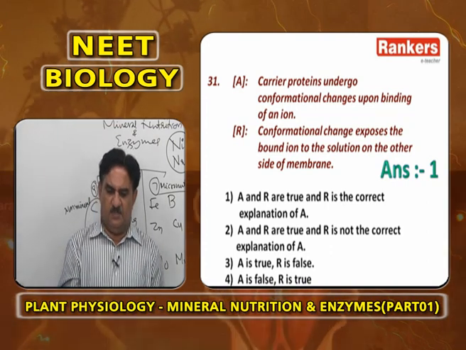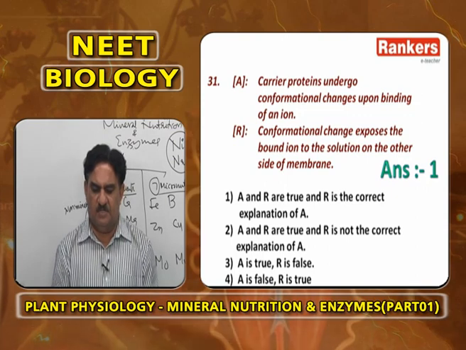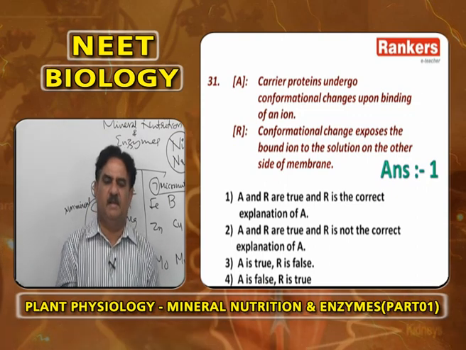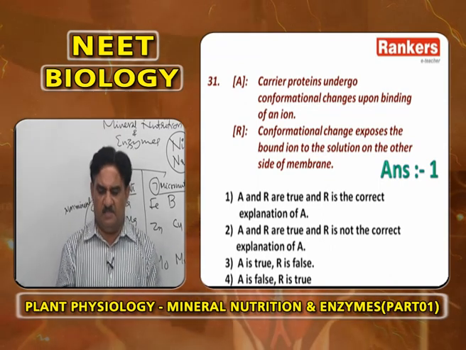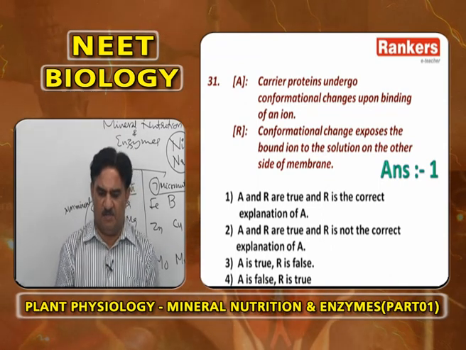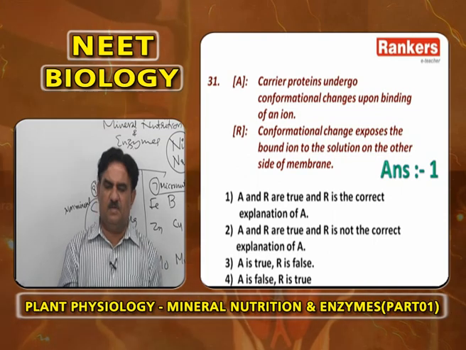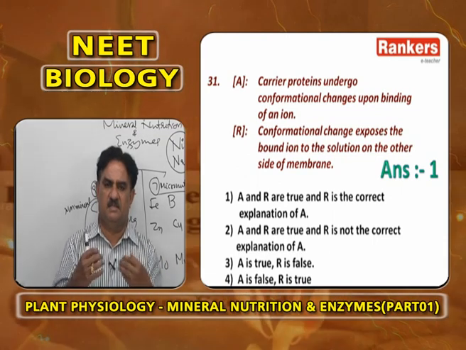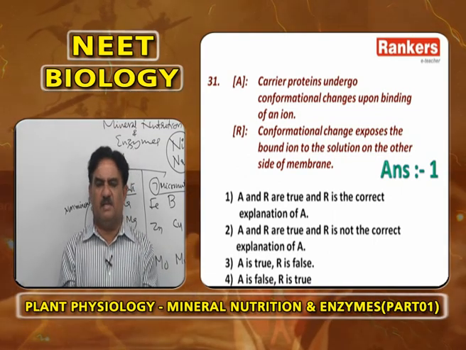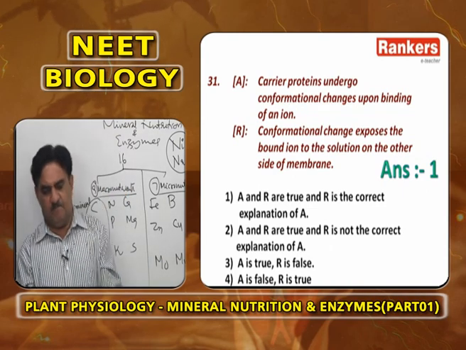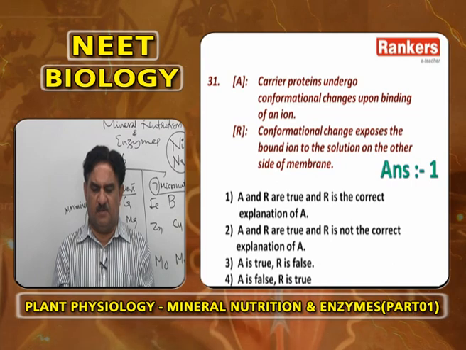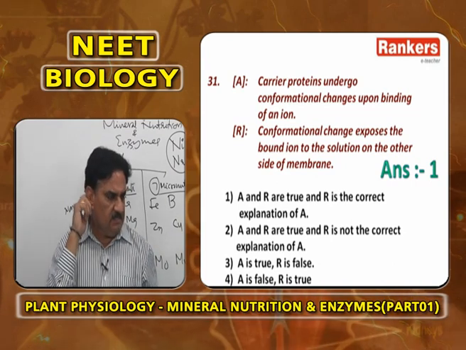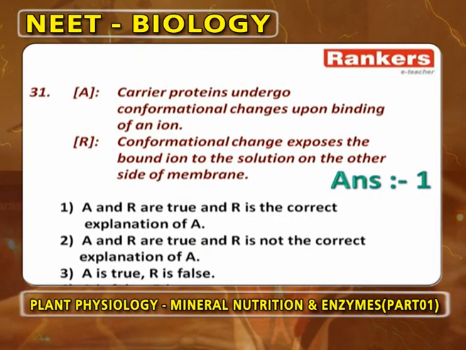Conformational changes expose the bound ion to the solution on the other side of the membrane. Because of the conformational changes only, the place in the carrier protein where the ion is bound is sent towards the solution side so that it is easily thrown inside. So, A is correct, R is correct, that is, A and R are true, and R is the correct explanation of A. Only by conformational changes can the carrier throw ions inside the cell. So, answer is 1.